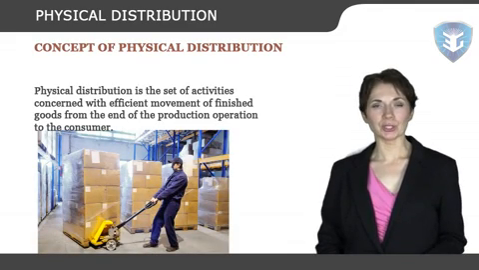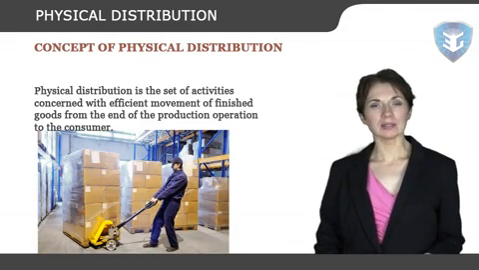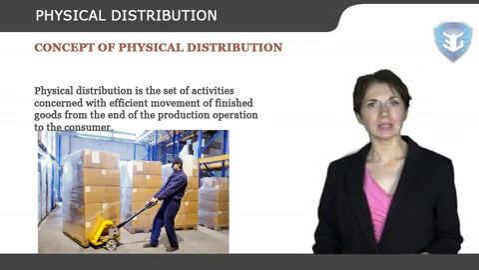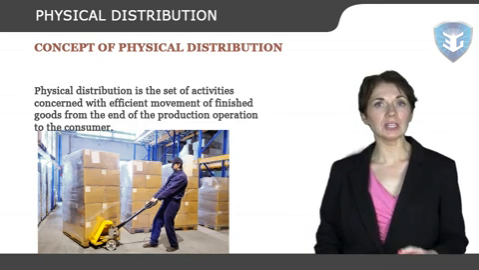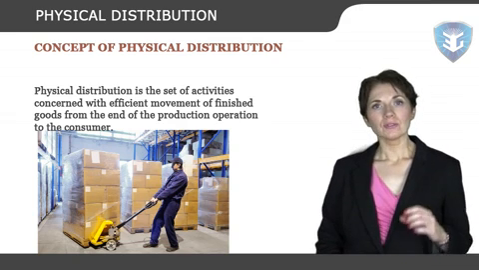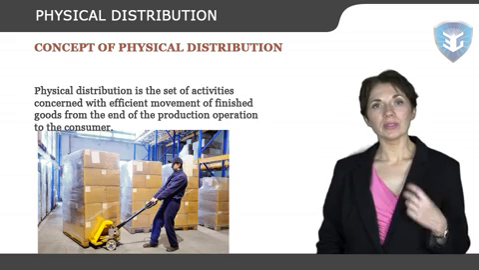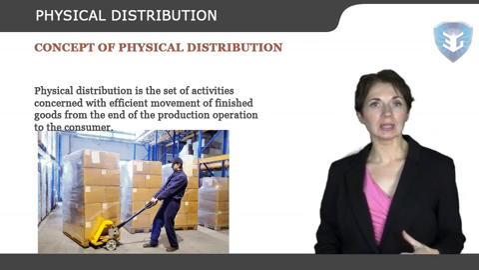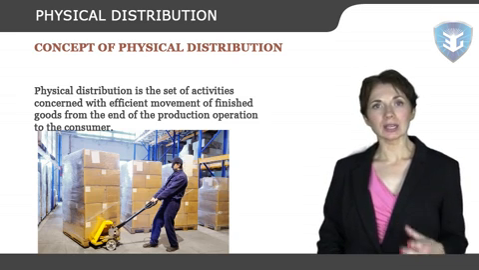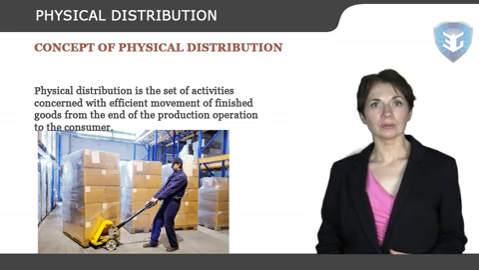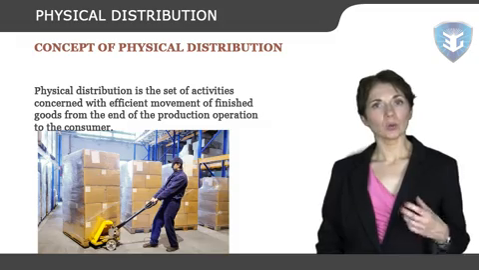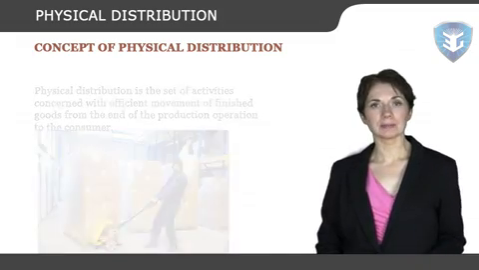Concept of physical distribution. Let's now discuss the concept of physical distribution. Physical distribution is the set of activities concerned with efficient movement of finished goods from the end of the production operation to the consumer. Physical distribution takes place within numerous wholesaling and retailing distribution channels, and includes such important decision areas as customer service, inventory control, materials handling, order processing, transportation, warehouse site selection, and warehousing.